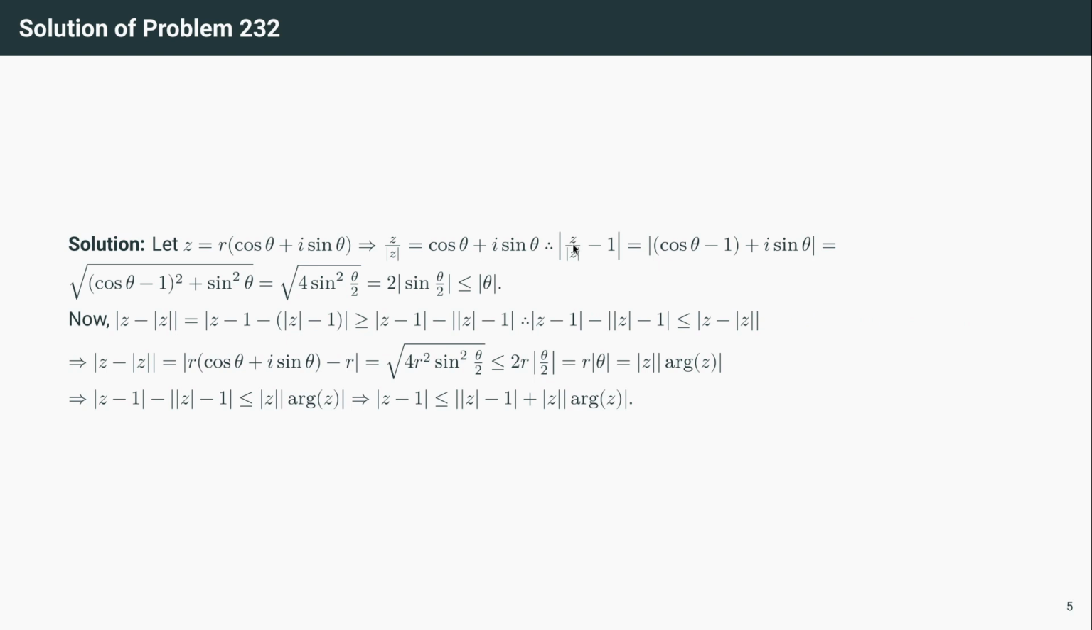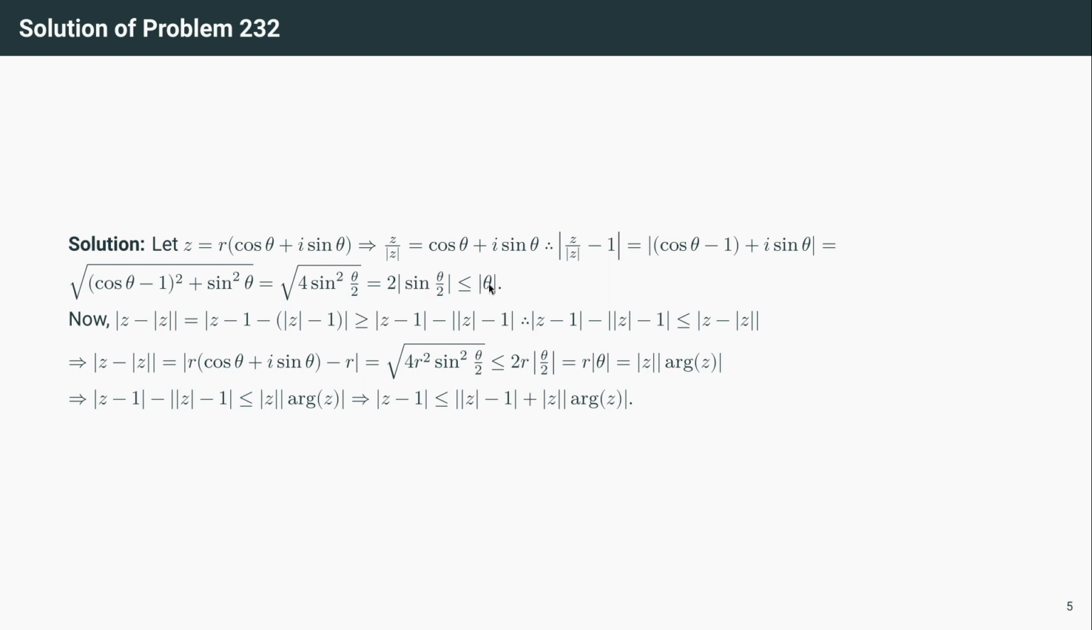Therefore, mod of z by mod z minus 1 would be mod of cos theta minus 1 plus i sin theta. Now we take the modulus, and like the previous example, it becomes 4 sin square theta by 2. Two identities are used here: sin square theta plus cos square theta is equal to 1, and 1 minus cos 2 theta is equal to 2 sin square theta. We have got this, and this is equal to 2 into mod sin theta by 2. And like the previous problem, sin theta is less than or equal to theta.